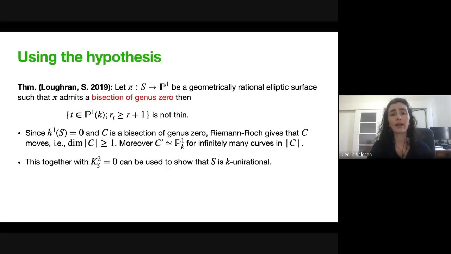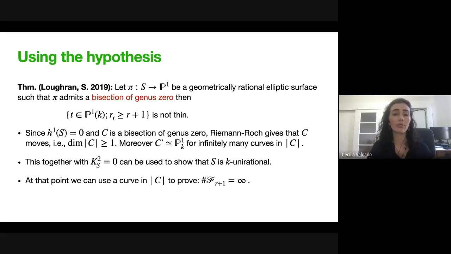And together with the fact that the surface has degree 0, so that K squared is equal to 0, I can use this, building up on results by Colliot-Thélène, Mella, and actually others. I can show that the surface is unirational. And at that point, I can use a curve in my linear system. I get everything that I need with my lemma from the previous slide to show that the rank jumps.